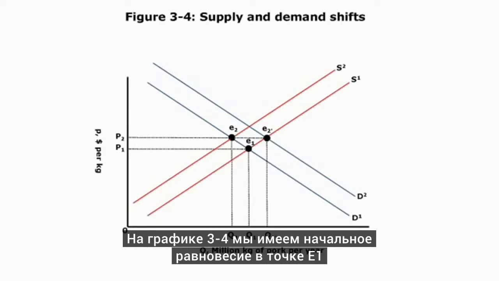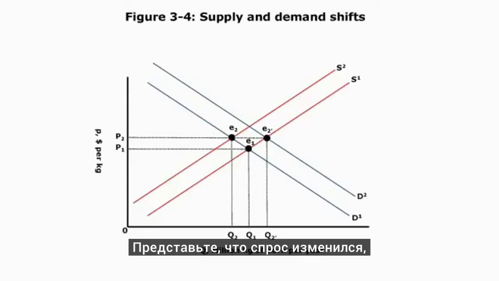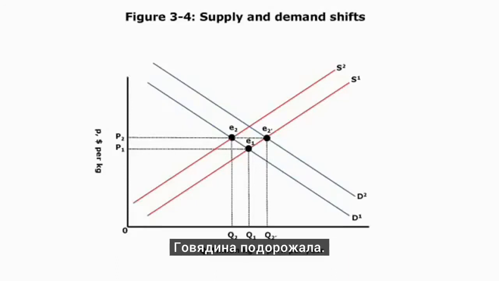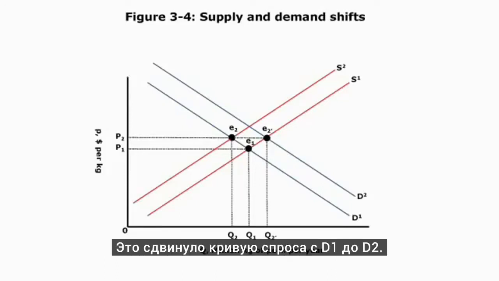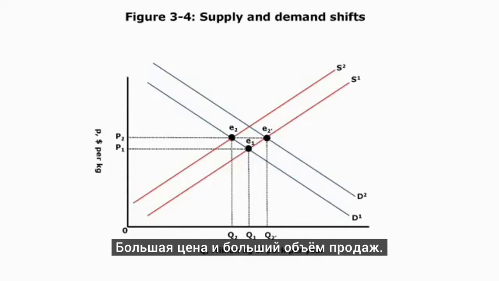Figure 3.4, we start with an initial equilibrium like E1, with a quantity like Q1 and a price like P1. Now, imagine that there was a shift in demand because the price of beef rose, remember? The price of beef rose, that shifted demand from D1 to D2. What did that lead to? A higher price and a higher quantity.